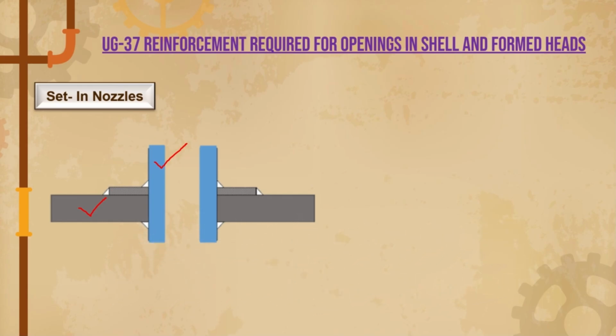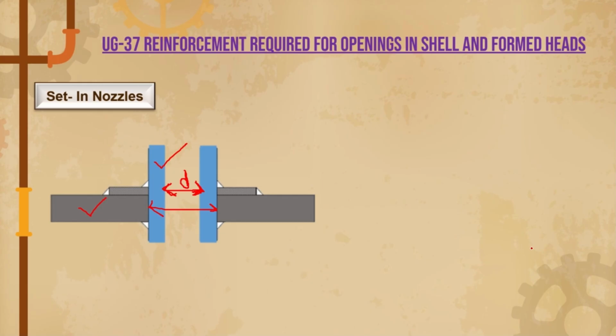What does it mean? If you see in certain nozzles, this is the finished diameter of the opening. Previously we talked about the opening diameter meaning this one, right? But the nozzle compensated some of the opening through this thickness. So finally we have only this much diameter to compensate. So this is our value D, for set-in nozzles. I hope you are getting the point.